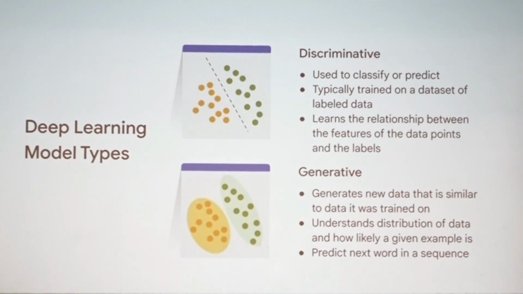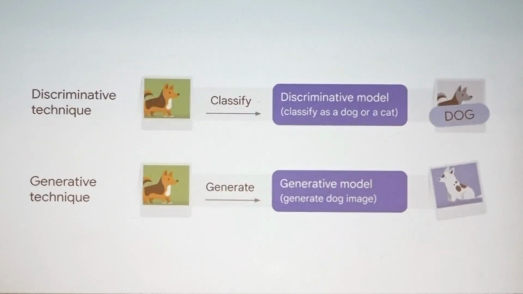Generative models, look at the points which are listed there. This will understand the distribution of data and how likely a given example is, and will be used for generating new data that is similar to the data on which it has been trained. Okay? For better understanding, I can show you one more example. Have a look at this.